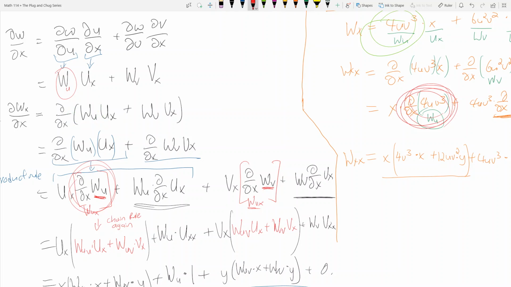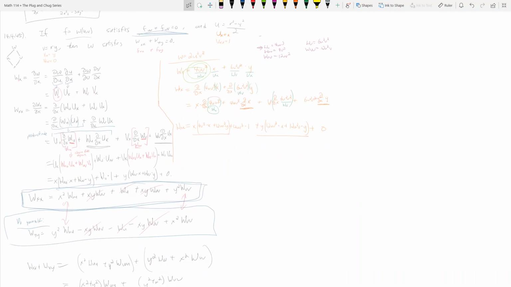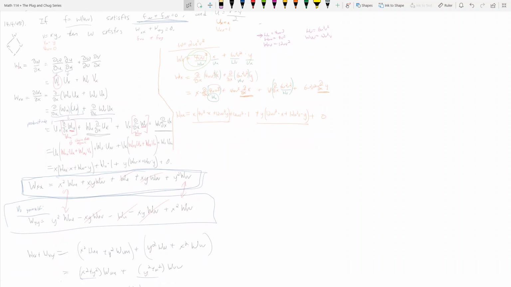So understand when you have to use the chain rule. Understand when you have to use the product rule, which also shows up here, and do that second part with w sub yy. I did half the problem for you. I told you how to finish the problem, and it's in your best interest then to finish this example.